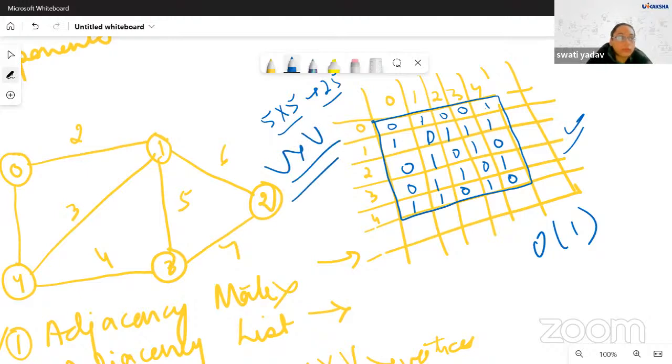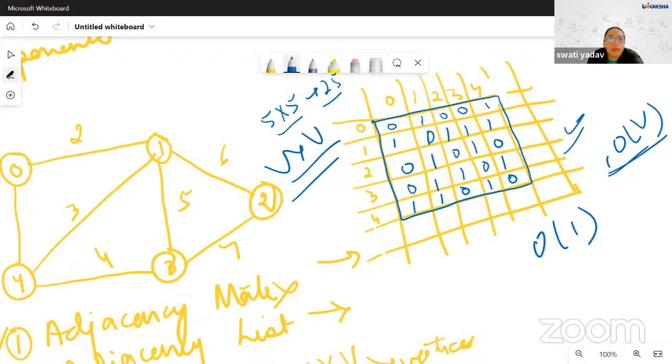V into V. Okay. Even if the graph is sparse, that means it contains fewer edges, it is going to consume the same space because it has to accommodate V into V entries over there. And it has to compute all the neighbors of a vertex. Okay. So all the neighbors have to be computed there. It takes a time of O(V), which is again not efficient.